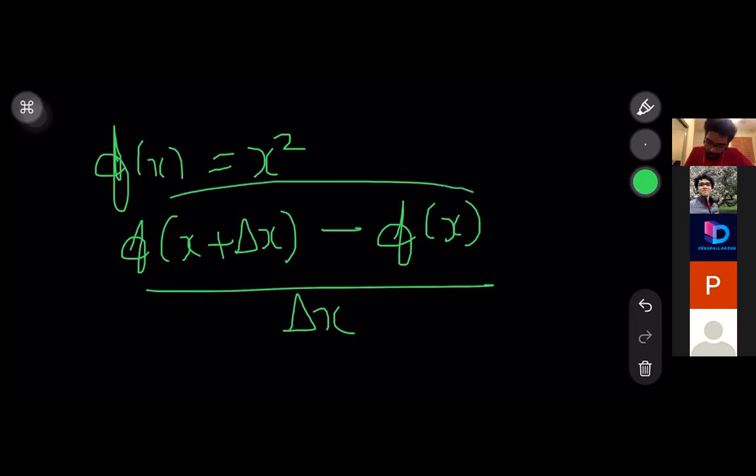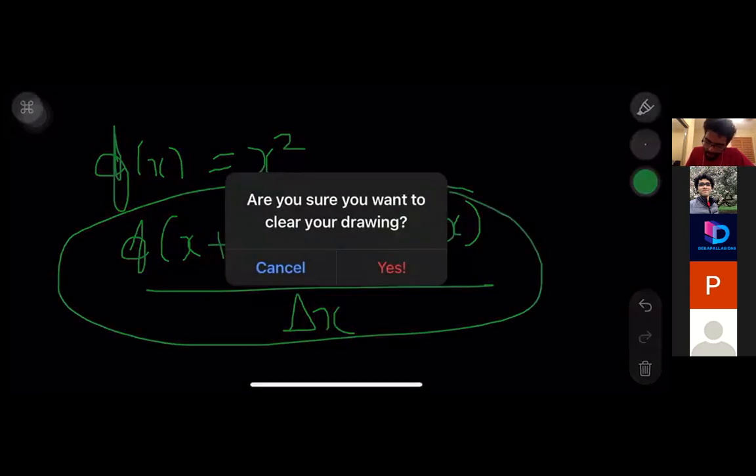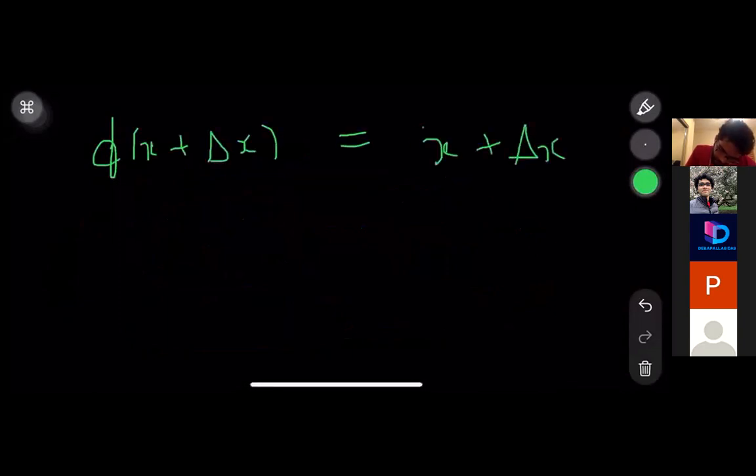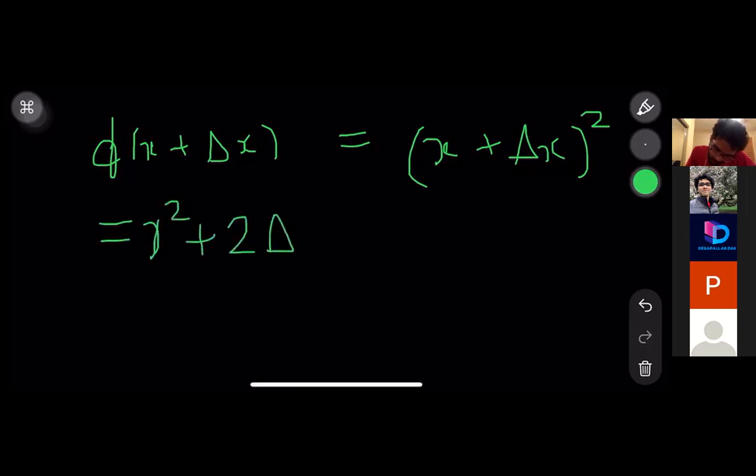Okay, so this formula over here simplifies to the following. What is f of x plus delta x? F of x plus delta x would be x plus delta x the whole squared, because we are defining a function f of x equals x squared, right? So whatever the value is, it has to be squared to get the y value. This would be x squared plus 2 delta x plus delta x squared.